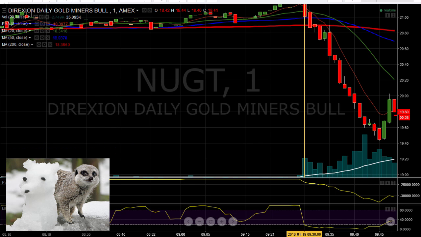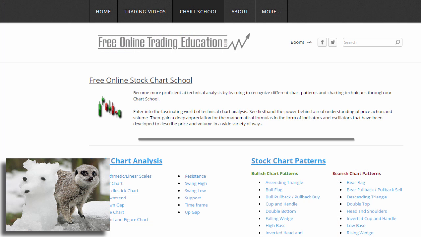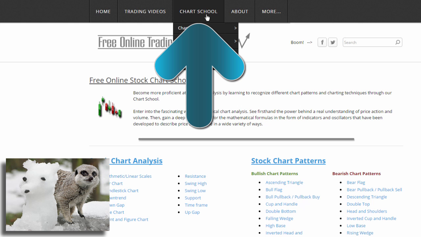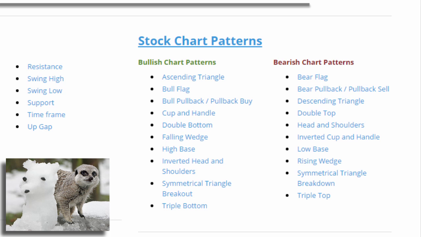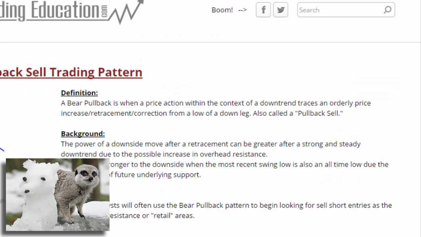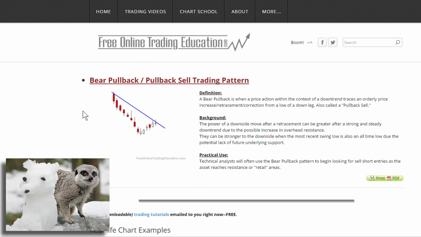Want to know more about that? Go to our free chart school at FreeOnlineTradingEducation.com. And right here, Chart School, you just press on that and you come to this page, and here's a listing of different stock trading patterns, and this is a bearish one. This is called a bear pullback or a pullback sell. Touch on that, you go right to the page, and here you can see a picture of it where it runs down, bounces up and hits on a line of resistance. In this case, it happened to be the $20 even amount, and if it starts to roll down, odds are in our favor.